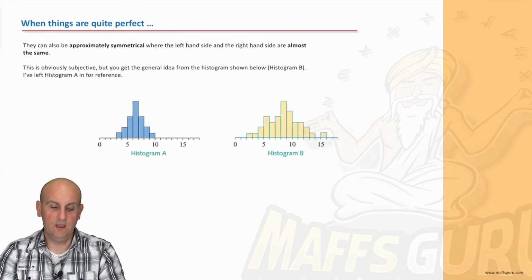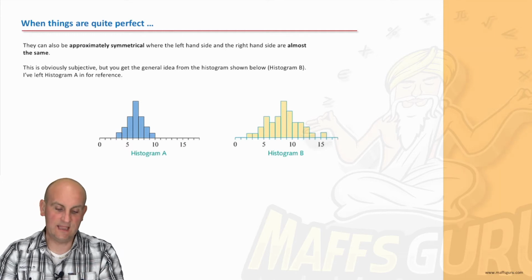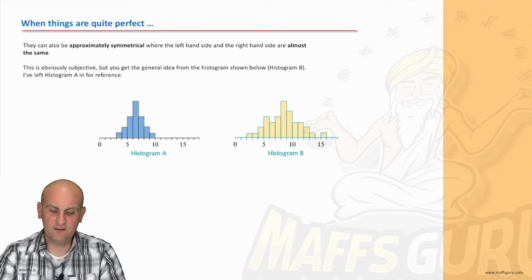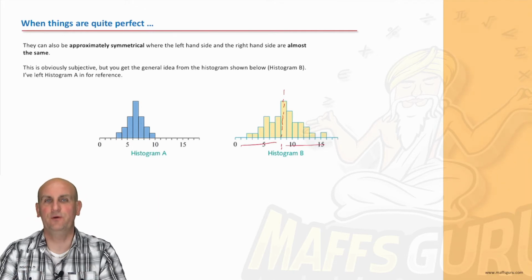If we notice here, what do we see? We've got histogram A. We just had that one a moment ago. This is definitely symmetrical, yes? But what about histogram B? So what did it say? They can also be approximately symmetrical, and that's what I'm saying here. You would turn around and say, well, it doesn't look symmetrical. Well, it sort of does. There's my middle data point. Roughly speaking, we have about the same shape on either side.